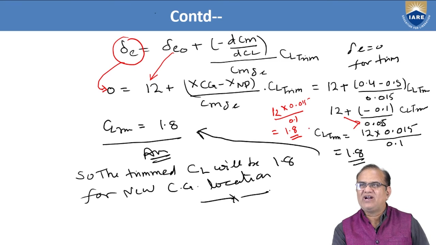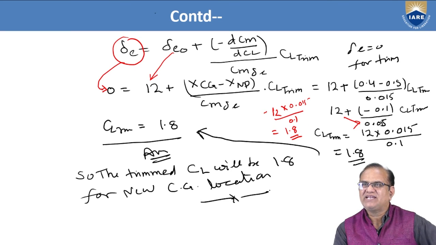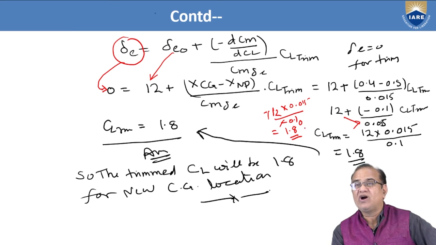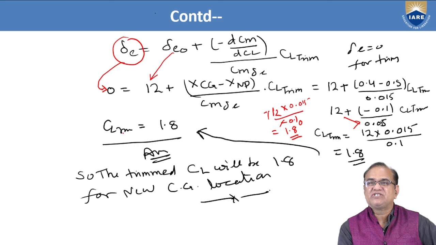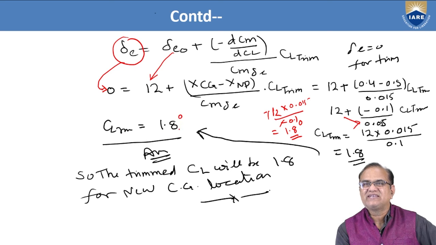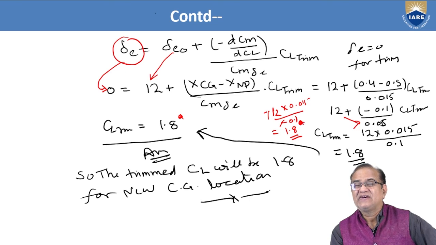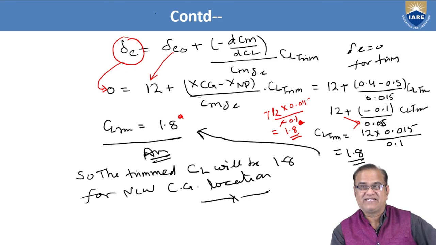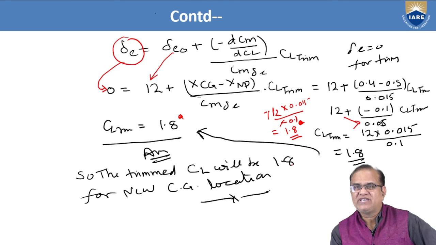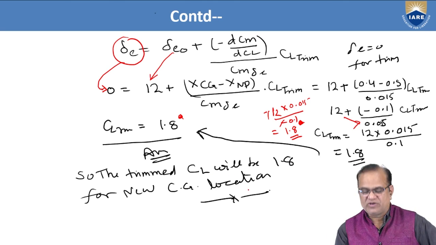So you will get here what? This is also minus. So this is minus, minus, minus, plus this degree. So you got the CL trim is equal to 1.8. It is not degree, it is CL is 1.8. So the trim CL will be 1.8 for the new CG location.